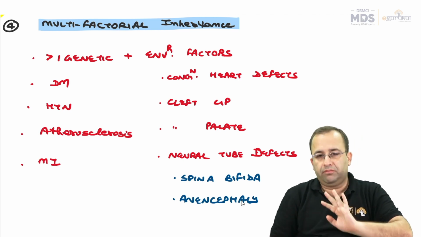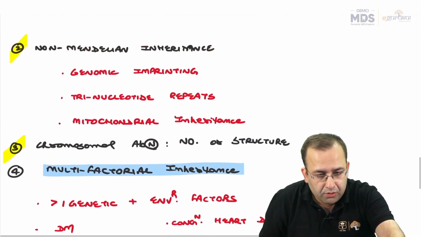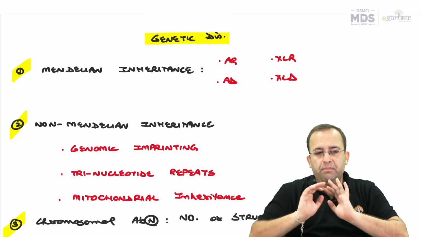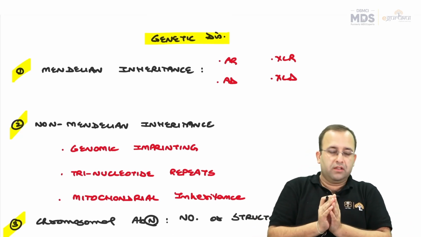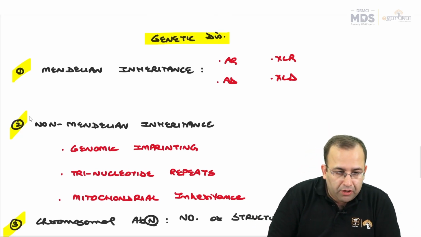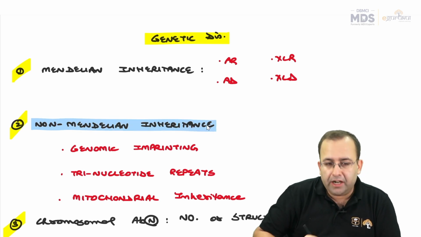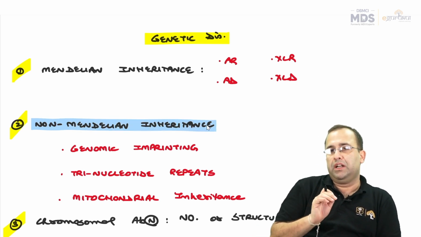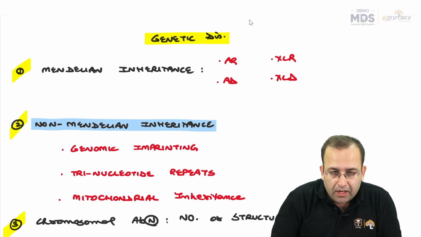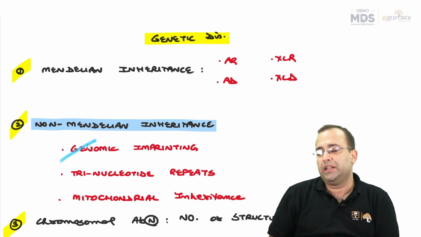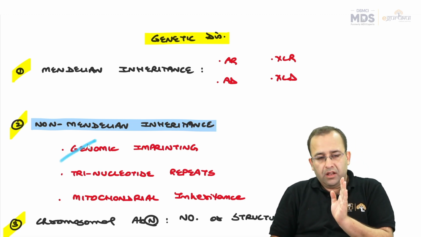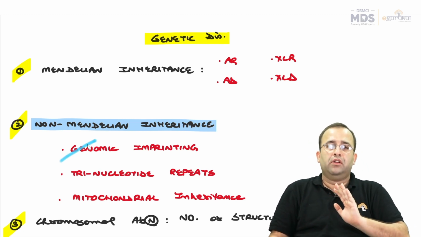This was multifactorial. Now we are left with three main categories of genetic diseases. Let us start with our first main understanding-based category, non-Mendelian inheritance, starting with the first type, genomic imprinting.